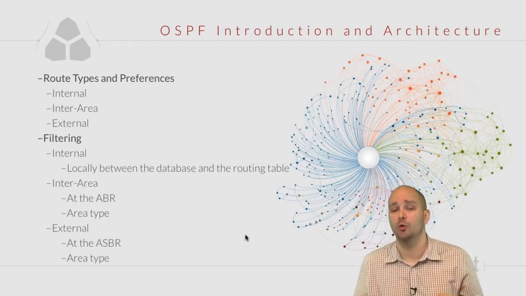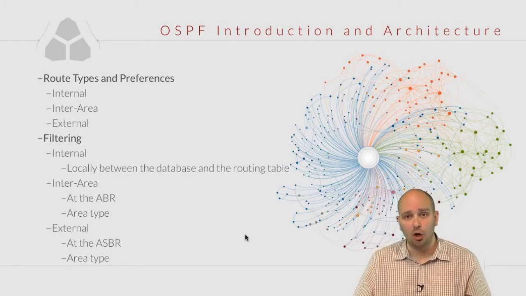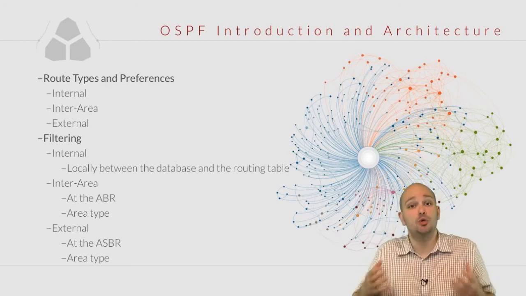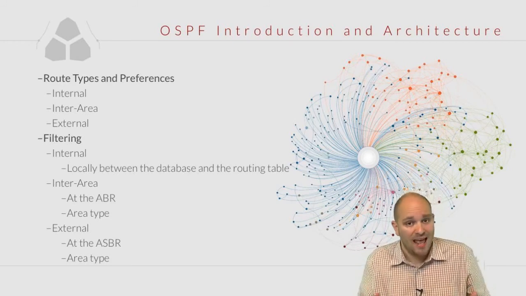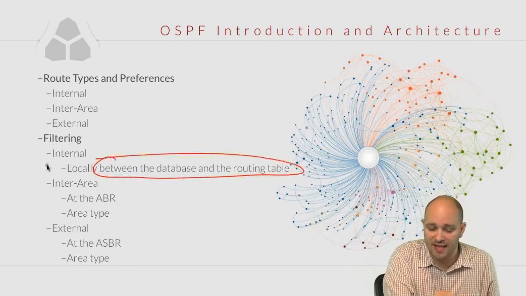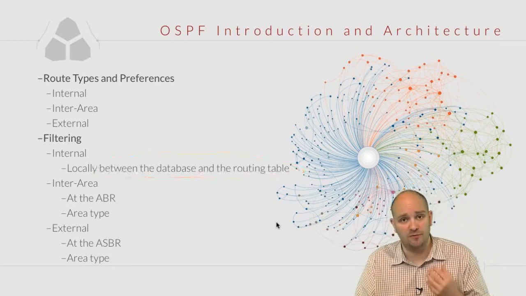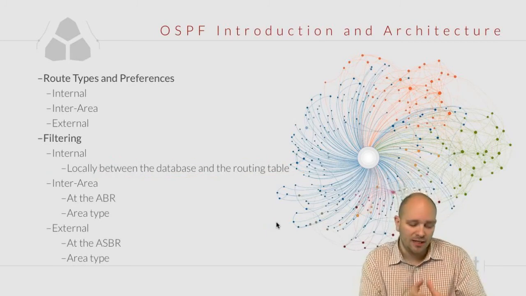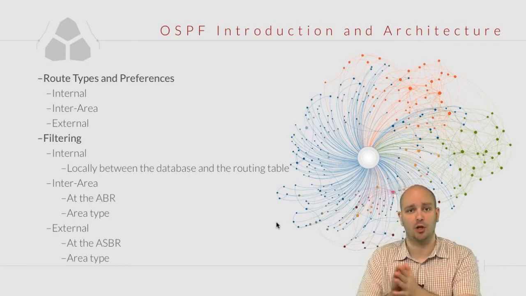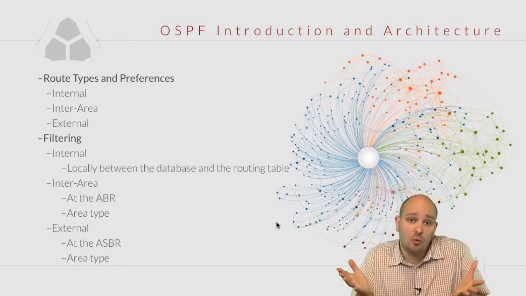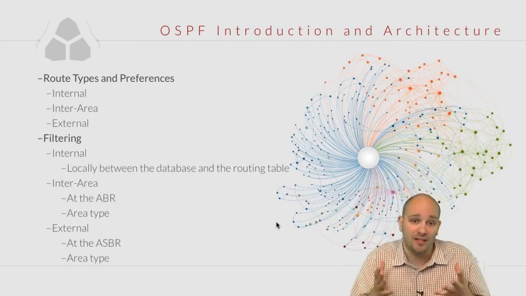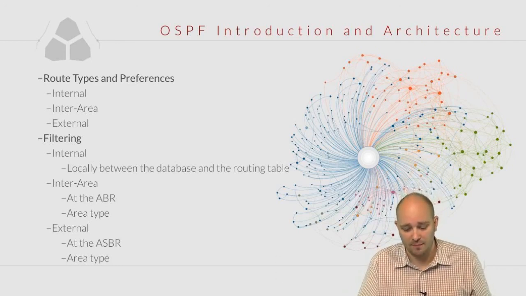But what I can do is I can selectively and locally, when I'm calculating my own routes, decide that I do not want to use some information. And this is what I mean by locally filtering between the database and the routing table. We can use filtering between the database and the routing table, and we can tell the router, do not use this information from the database when calculating the local routing table. But even if we filtered it locally, we would still have to inform our neighbor that we do have this routing information available.